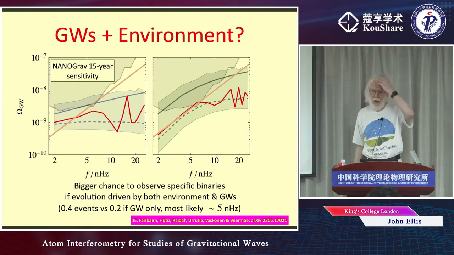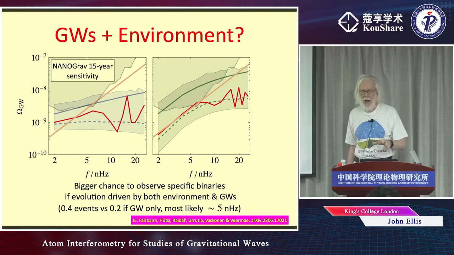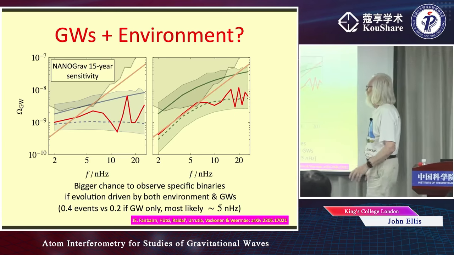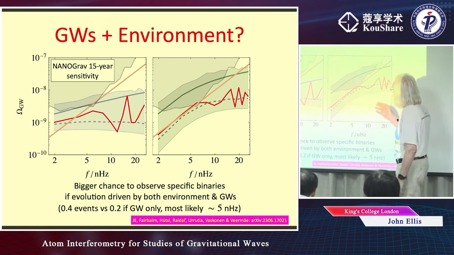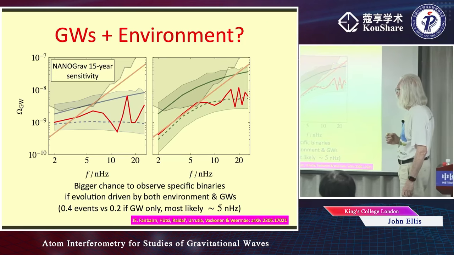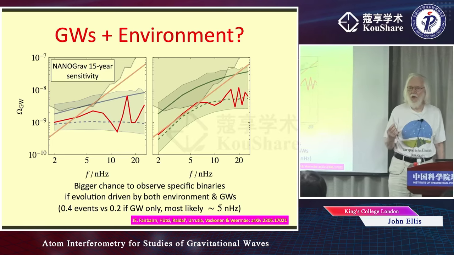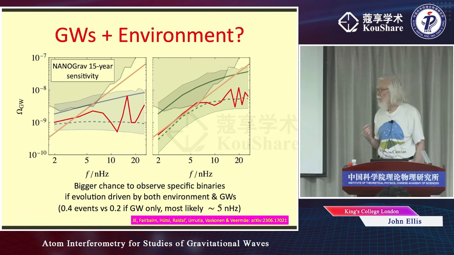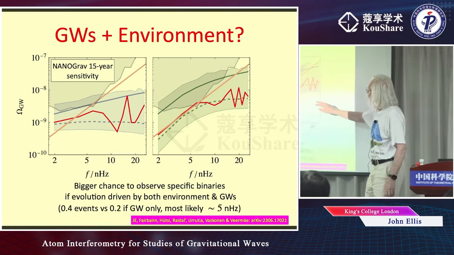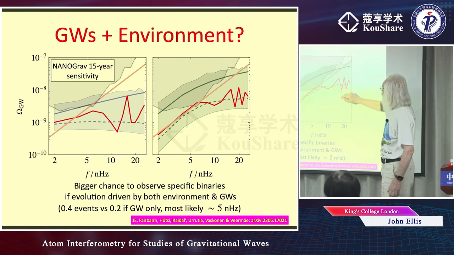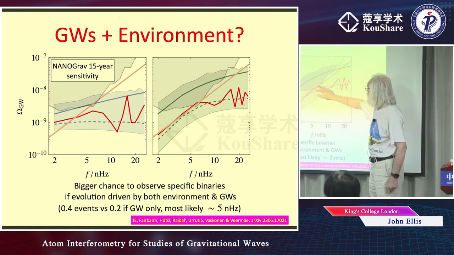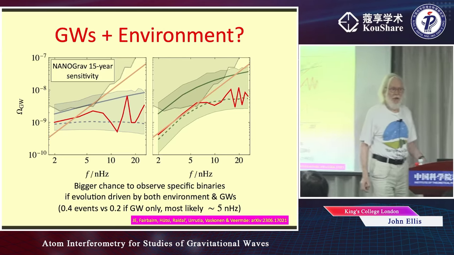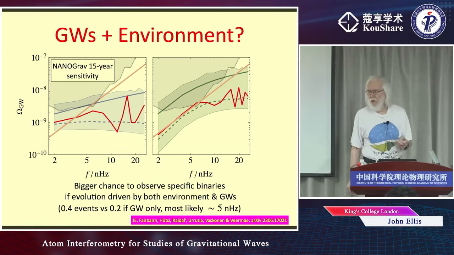So this compares simulations done with gravitational waves alone, gravitational waves plus energy loss, and we found that including energy loss gave a better fit to the data. And as you can see, these fluctuations in the data seem to be closer to the NANOGrav sensitivity, suggesting that it's possible that NANOGrav is beginning to see individual binaries.